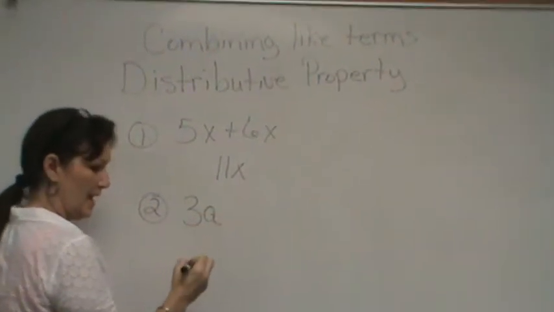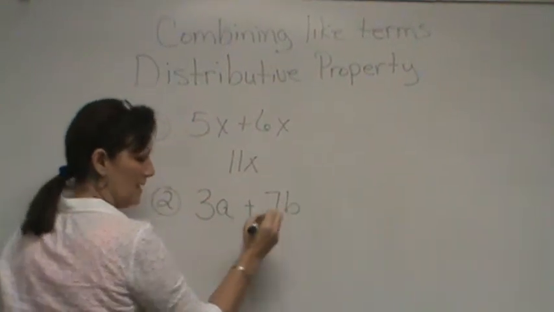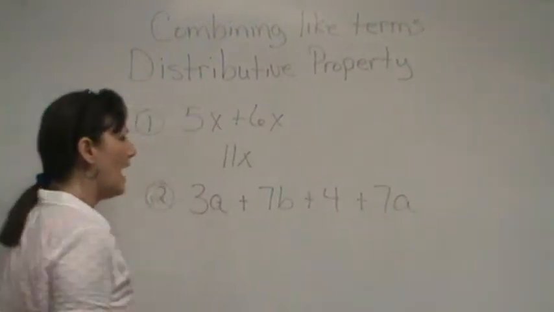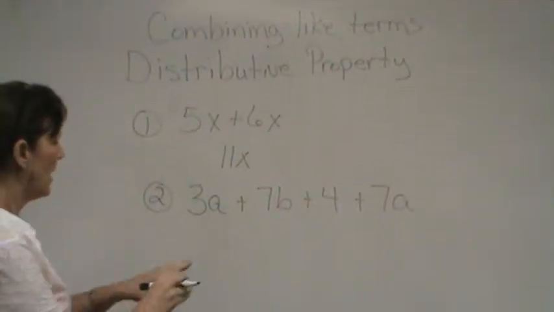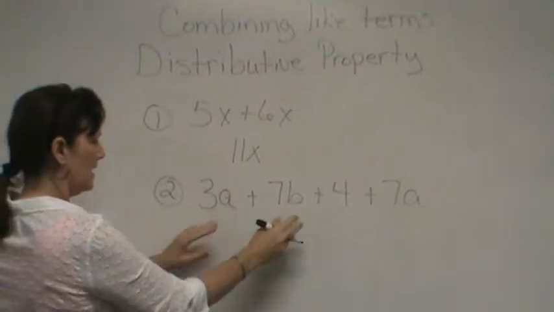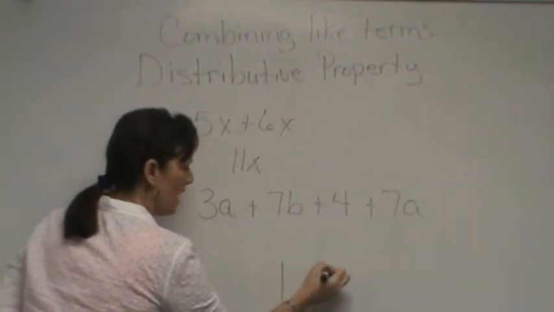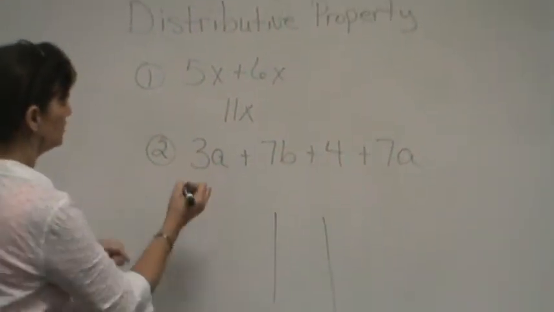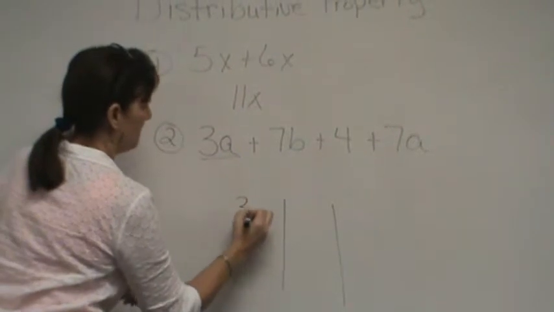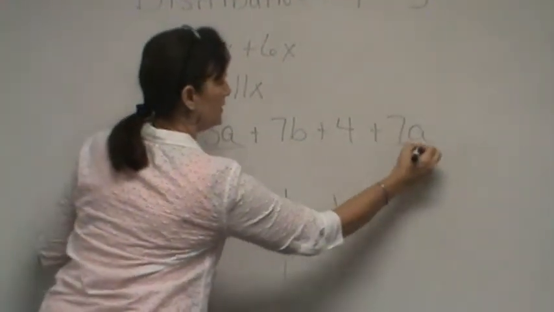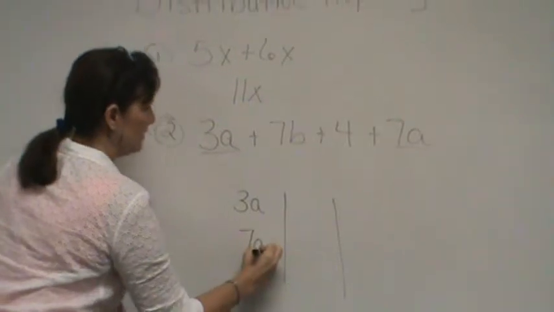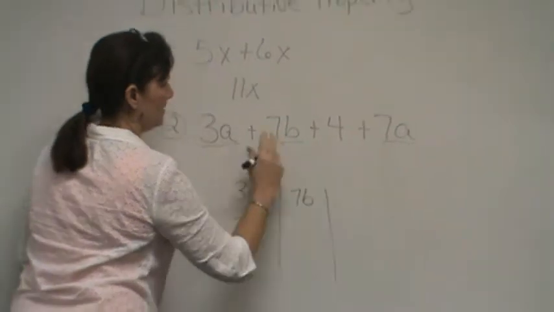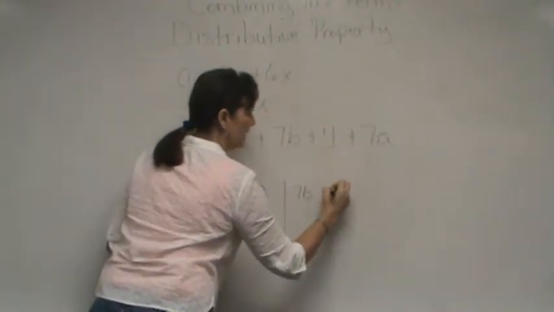If I have 3a plus 7b plus 4 plus 7a, I have to put like terms together. I can't combine a's and b's. What I'm going to do is show you how to make columns. This tends to be a little bit easier. So I'm going to use my 3a. Do I have another a? Yes, I do. 7a. There are no more a's. 7b. No other b's. And then just my plain numbers.